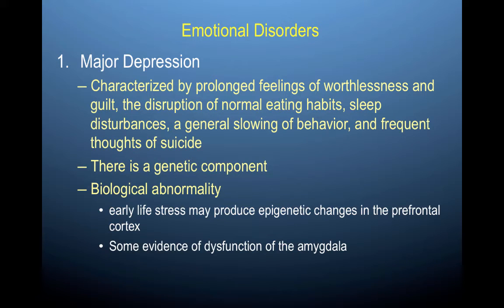One of the key things that is understood is that early life stress can produce epigenetic changes in the prefrontal cortex. So early stress in life, and this stress can take various forms. The prefrontal cortex is the primary region of the brain that is involved in regulating emotions.